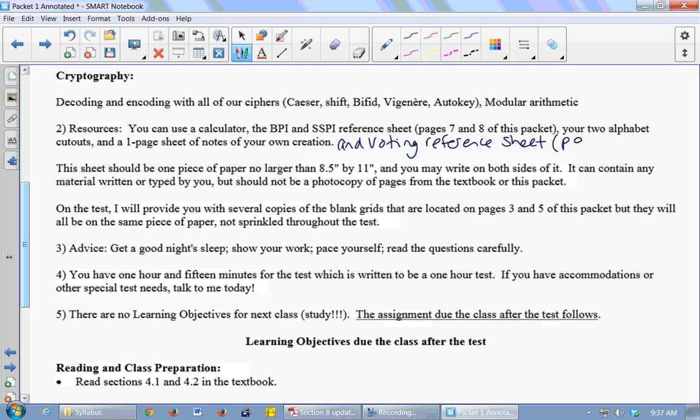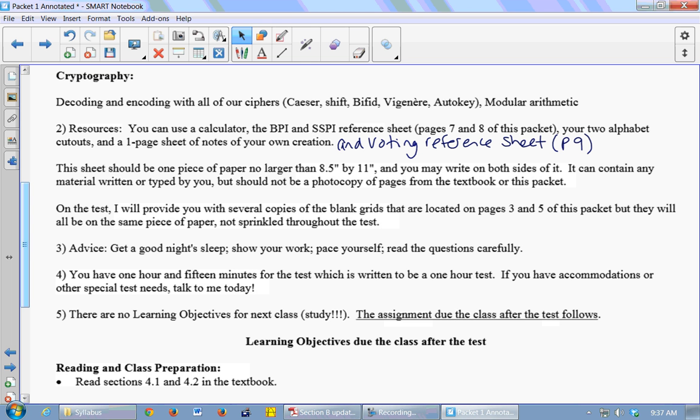Which is page 9, right? You can bring your 2 alphabet cutouts so that you can use them to make shift ciphers. And you can bring a one-page sheet of notes of your own creation. Okay, front and back. No larger than 8.5 by 11, right on both sides of it.